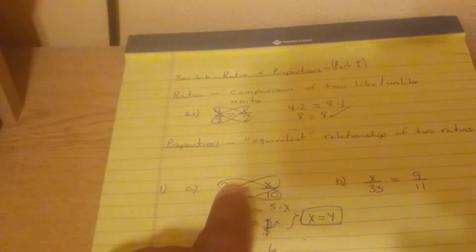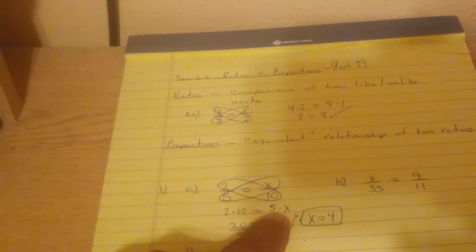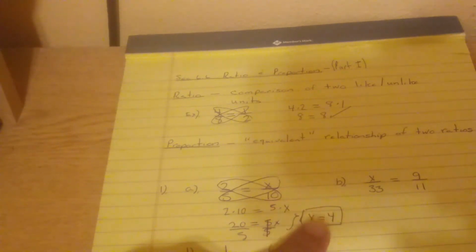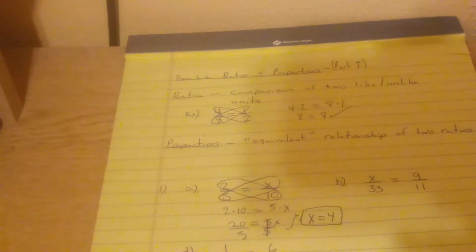Well, remember, we multiplied 2 times 10, which eventually gave us 20, and 5 times x. Now we know what x is. X is 4, so 5 times 4 will also give you 20. Since both sides are going to give you the same thing, that means that this answer is correct. And that's the way you test it.